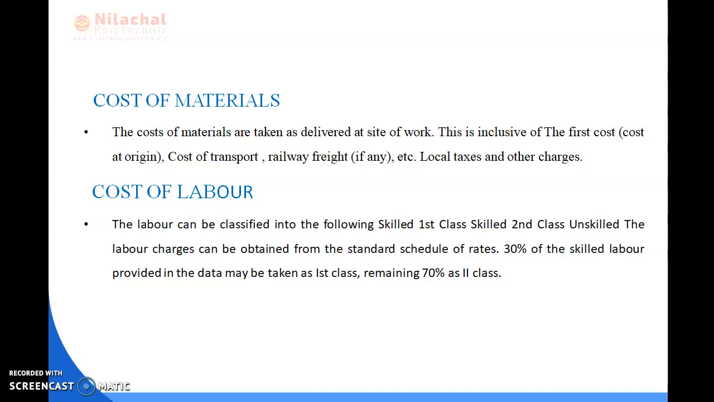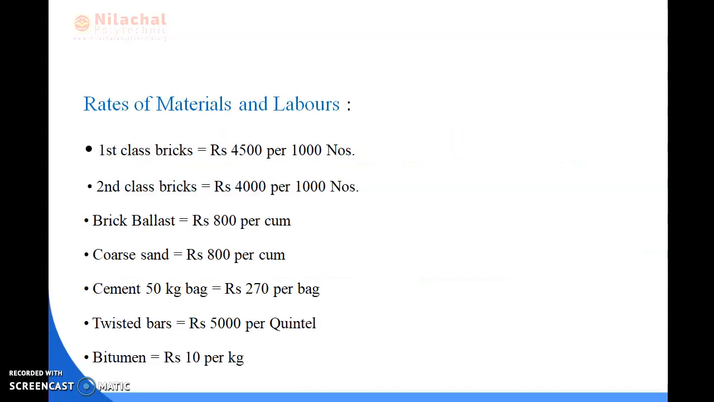So these two rules we follow for labor and material. The rate of material and labor. Here we discuss the rate of material first, and after that the labor cost.